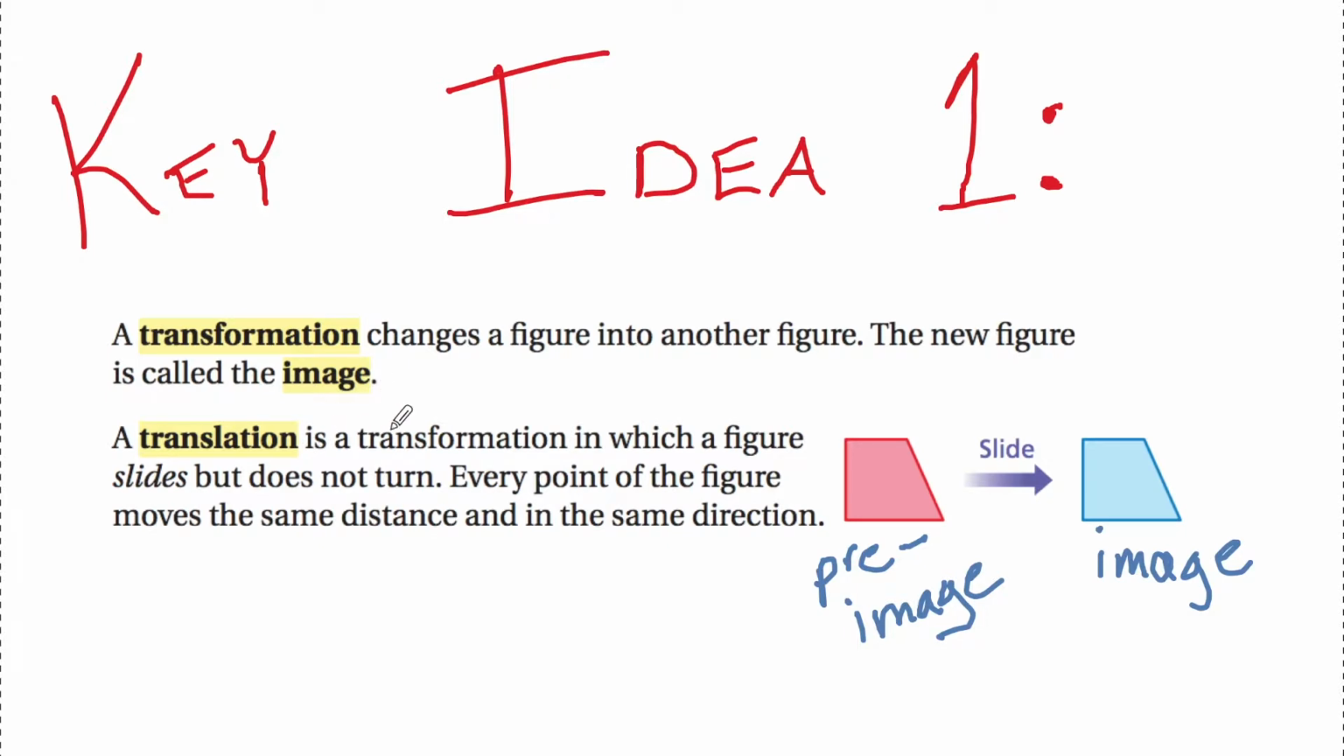A translation is a transformation in which a figure slides but does not turn. Every point of the figure moves the same distance in the same direction. So we talked about corresponding sides and corresponding angles the other day. So if this corresponding vertex went just say 12 units to the right, then this corresponding vertex would go 12 units to the right. Same thing with this one, 12 units to the right, 12 units to the right. All of the vertices move the same distance. Okay?